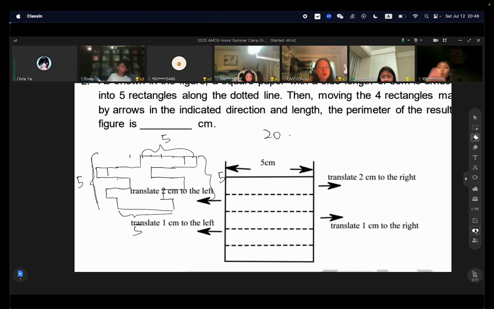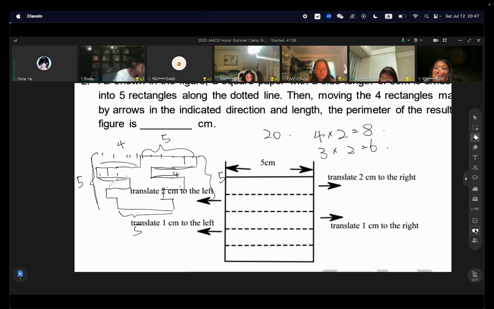And the only thing we need to focus on is what these lengths look like. So this is going to be 4, because we have 1, 2, 3, 4. And that'll be 4, which is the same for this. So now we have 4 times 2 equals 8. And these are going to be 3, because 1, 2, 3. So 3 times 2 equals 6. These are 2. So 2 times 2 equals 4.